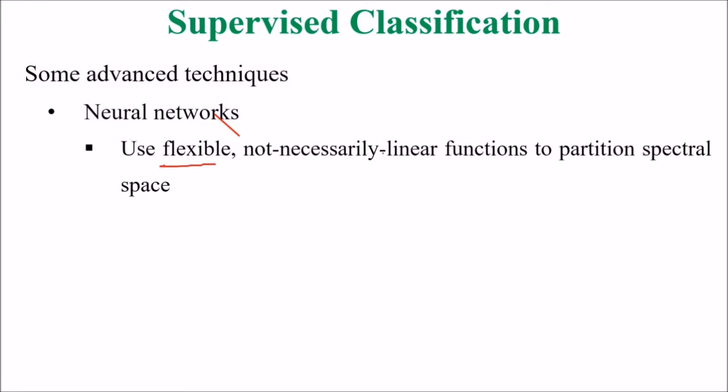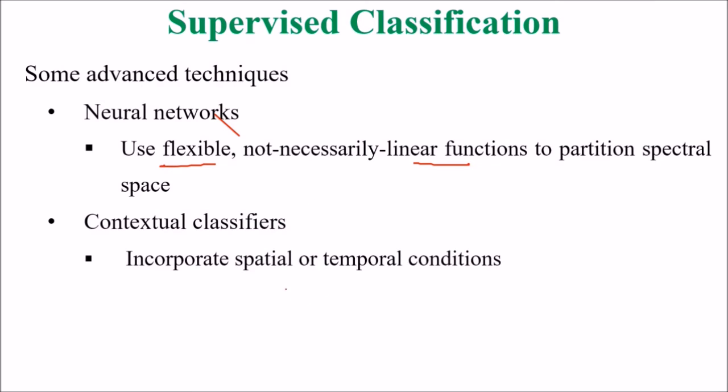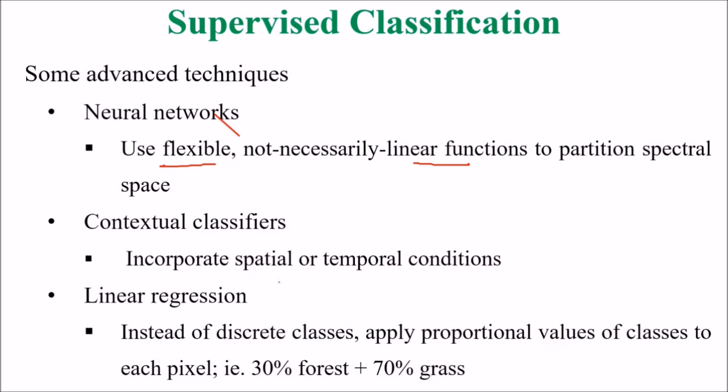Some advanced techniques in supervised classification are neural networks. It uses flexibility. You don't have mostly linear functions to partition the spectral space. You can also have contextual classifiers. These incorporate the spatial and temporal conditions. Then you have linear regression. That is, instead of discrete classes, you just apply proportional values of classes for each pixel. Say 30% is forest, 70% is grass.